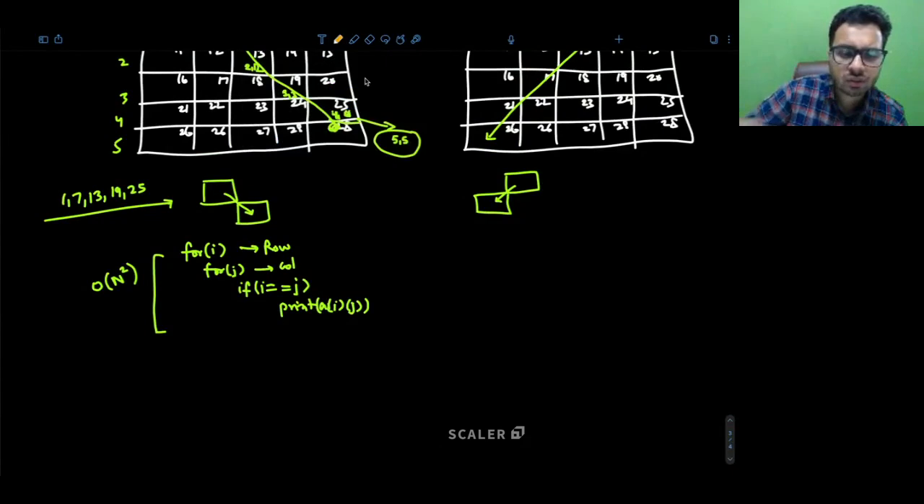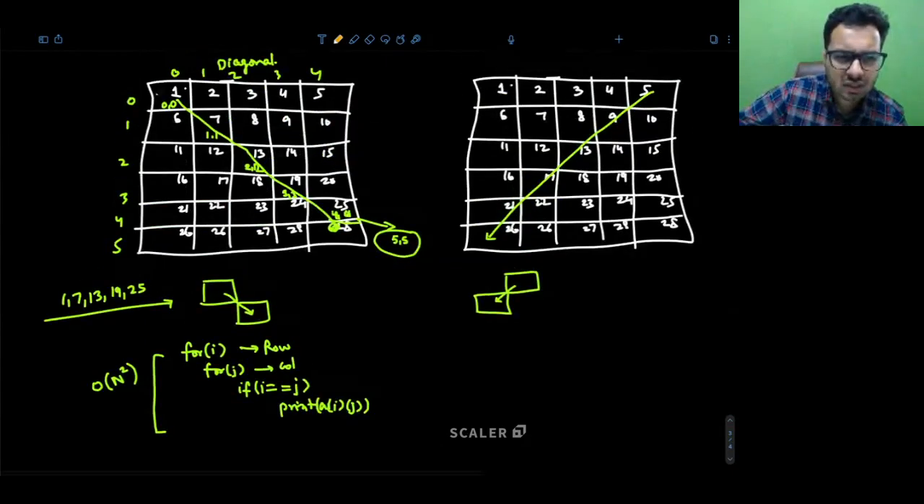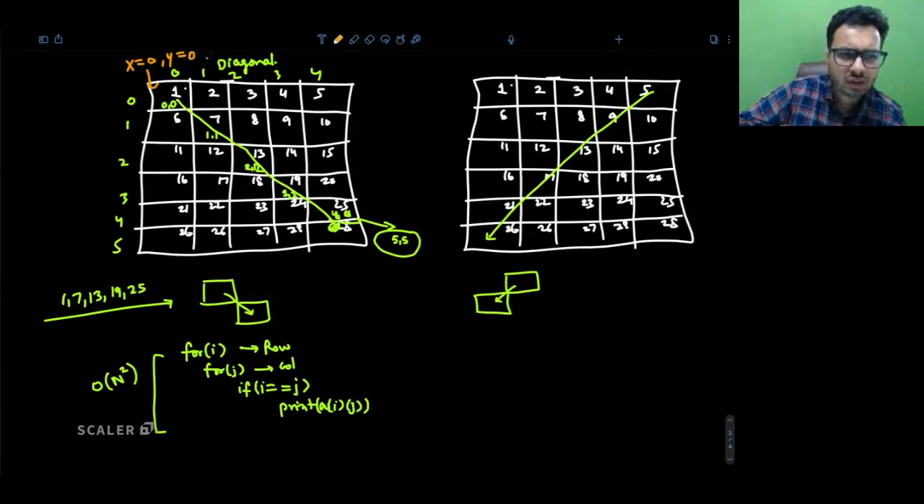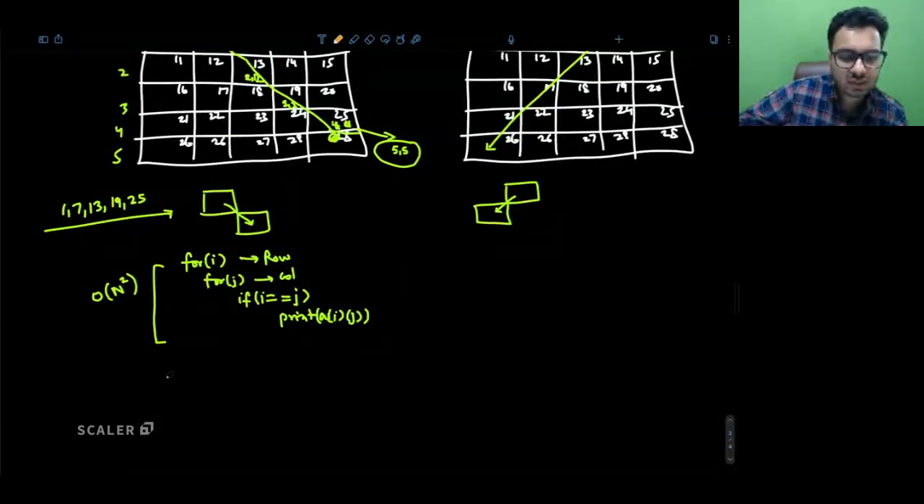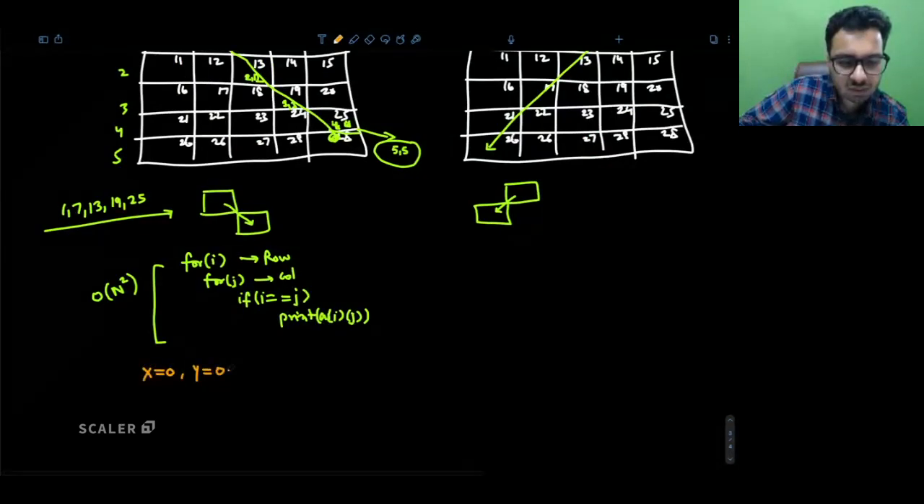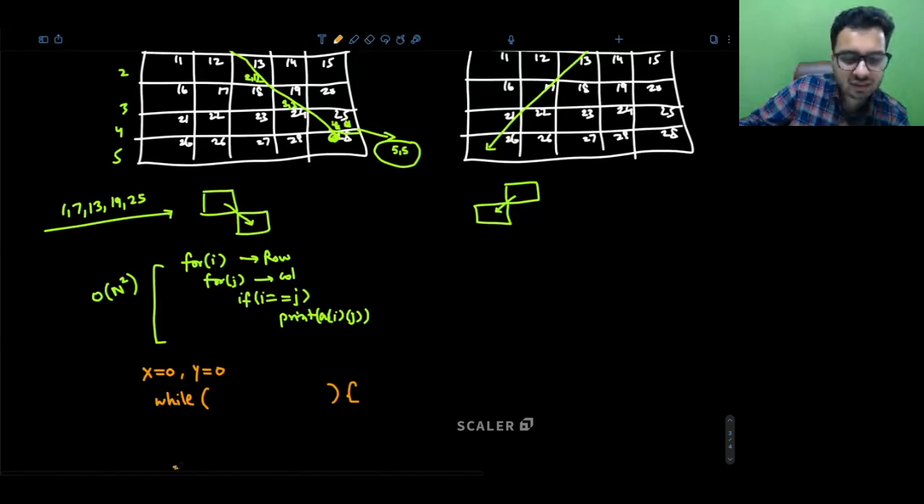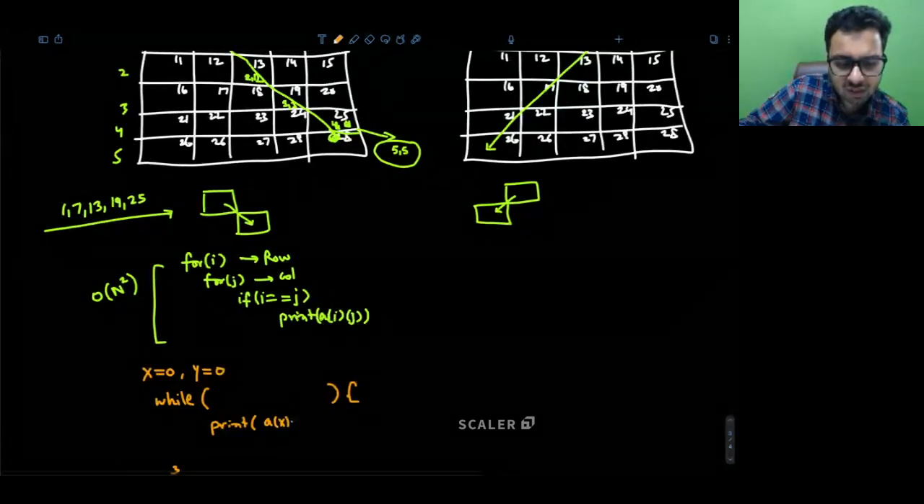Can I say if I know the starting point, let's say x is 0 and y is also 0, the xy coordinate. So I can say, okay, the row number is 0, the column number is also 0, while some condition, I will see what the condition is. Can I say print x comma y, or print array of x comma y?